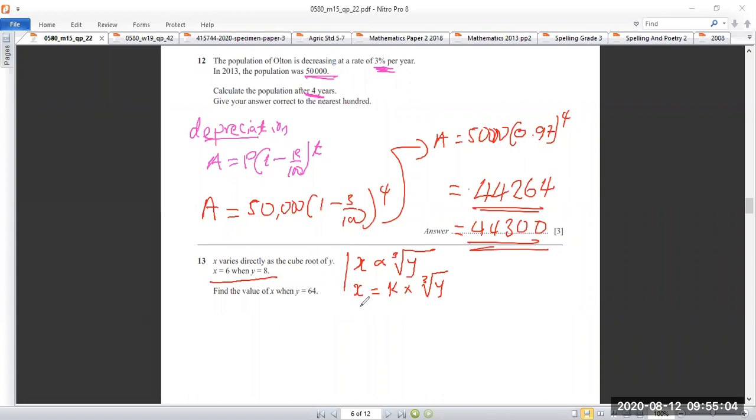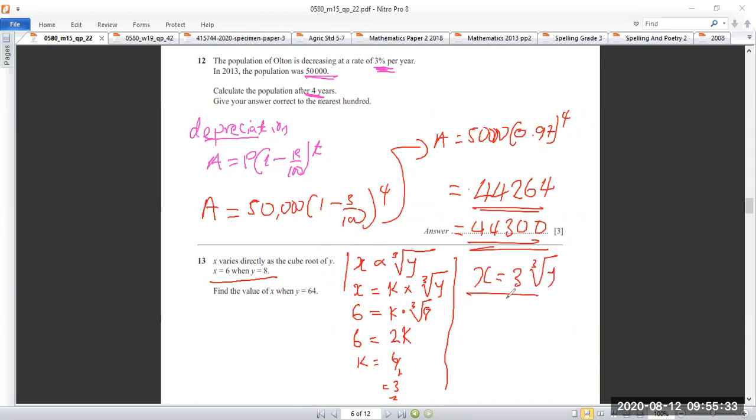Let's find k. So we can find that 6 is equal to k multiplied by the cube root of 8. The cube root of 8 is 2. Therefore, k is equal to 6 over 2, which is simply 3. Now, we can write our equation as x is equal to 3 cube root of y. That is the formula.